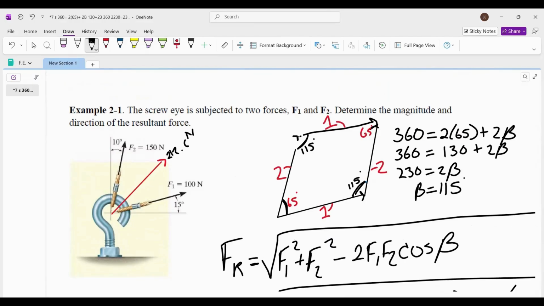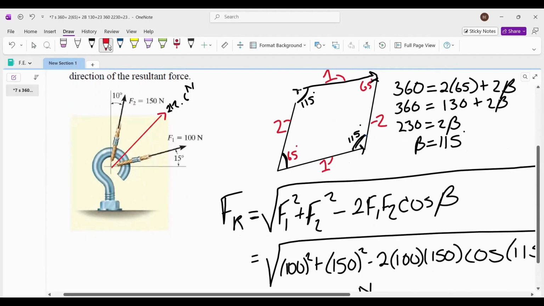Newtons. So now we're going to try to find the direction. Basically what that means is we're just trying to find the angle from the x-axis going towards the resultant force. So from the x-axis, we are going counterclockwise until we hit that resultant force. So how can we do that?